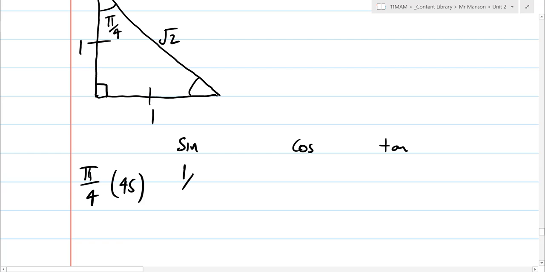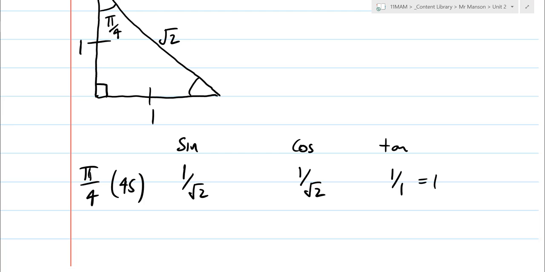1 over root 2. Cos of pi on 4. Tan of pi on 4. So just 1, yeah? And that's it. There's our exact values for pi on 4.